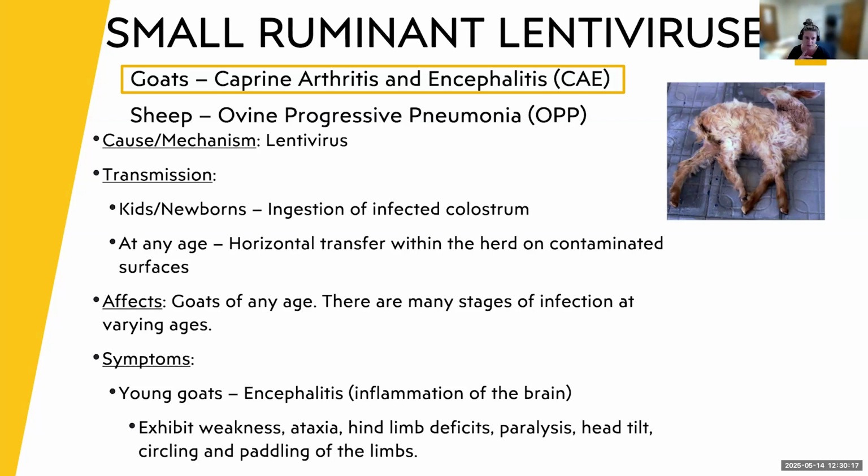In our young goats, it shows up more as encephalitis, which is inflammation of the brain. What that looks like is weakness, ataxia, and hind limb deficits, so they're not able to stand and move around. That leads to paralysis, head tilting like shown in this picture, circling, and paddling of the limbs. Because of that brain swelling, it causes a lot of these neurological symptoms.